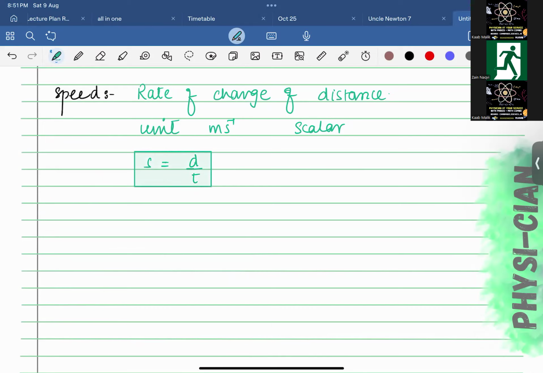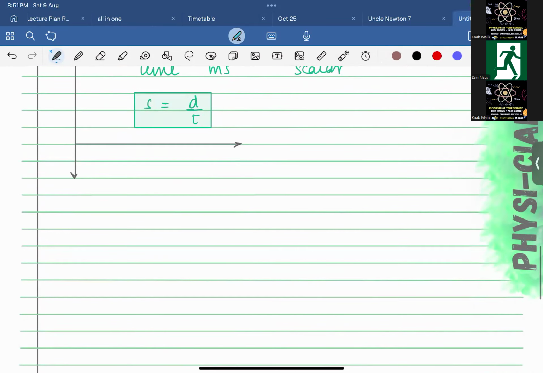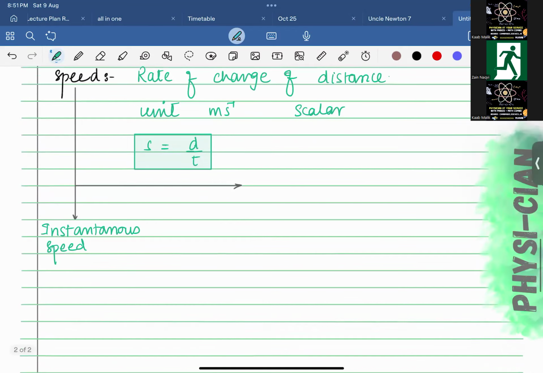By the way, please keep in mind we have two types of speed. One is the instantaneous speed, and the other is the average speed.